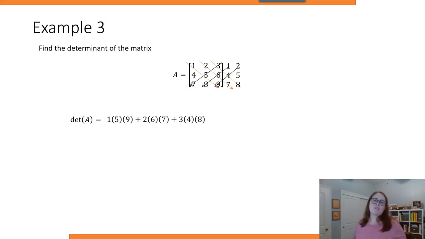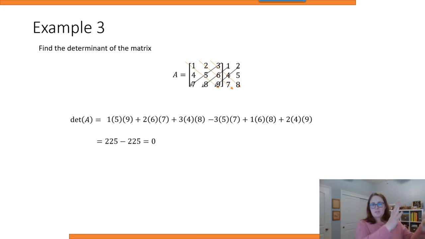So I've got 7 times 5 times 3, 8 times 6 times 1, and 9 times 4 times 2, all multiplying. And I should have some brackets around that. I missed it. Those last 3 products should be added together and then subtracted from the first 3 products. So I ended up with the first 3, my diagonals going down to the right, I got a total of 225. And I also got the same thing going down to the left. So 225 minus 225 gave me a determinant of 0 here, which means that this is a singular matrix, does not have an inverse. Okay, so there's your trick for a 3x3.